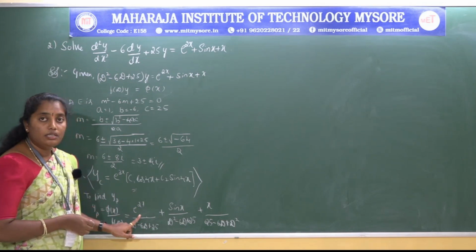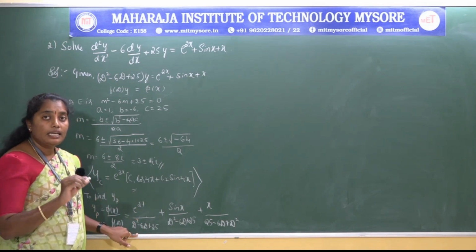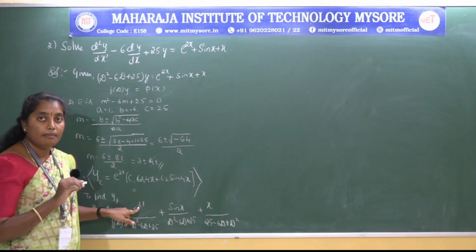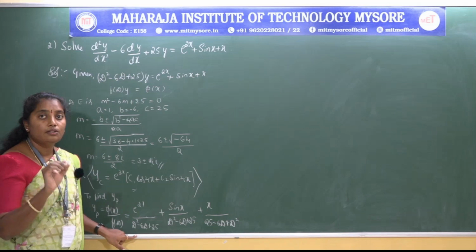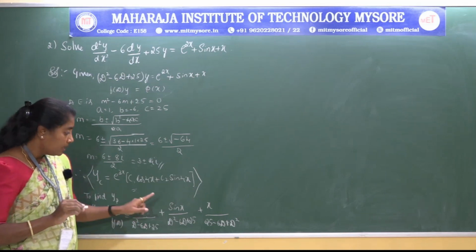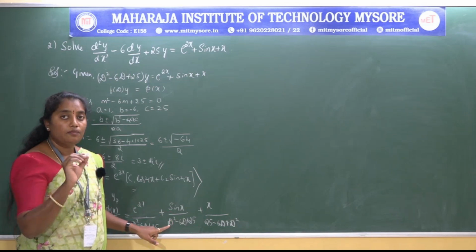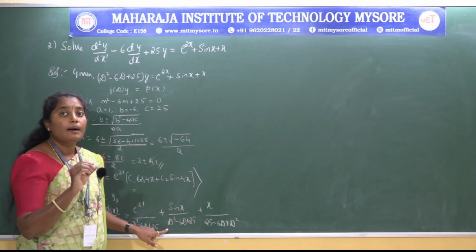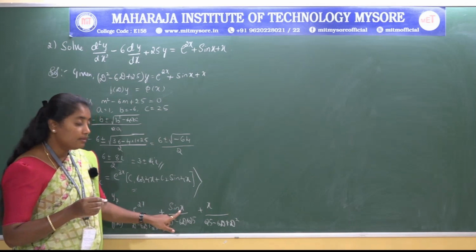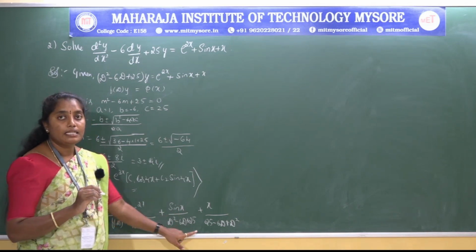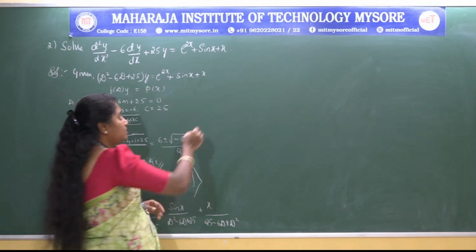In the exponential term, we have to replace d by the constant. Here we have 2, so we replace d by 2 till we get a non-zero denominator. In the second term, we have a trigonometric element. For the trigonometric element, we have to replace d square by minus a square. In this term, a value is 1. We have to replace d square by minus 1 square. So let us substitute.